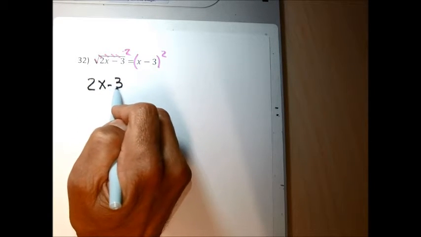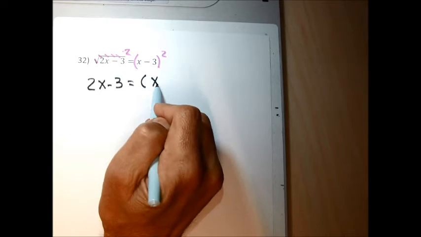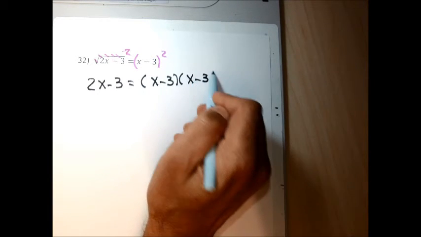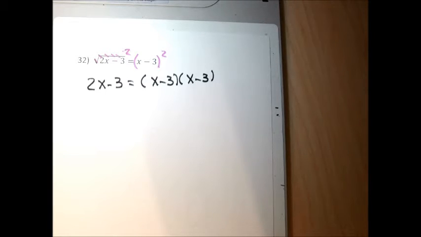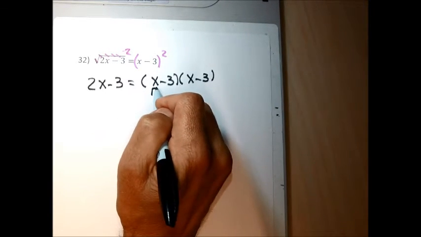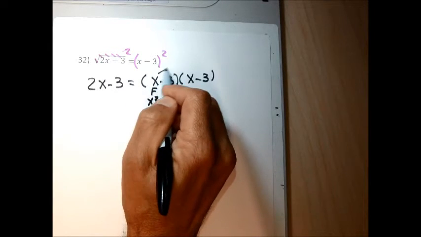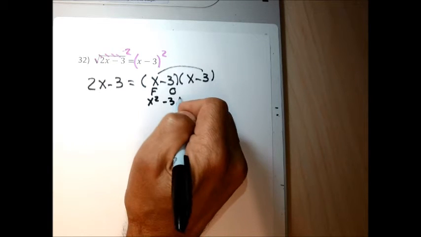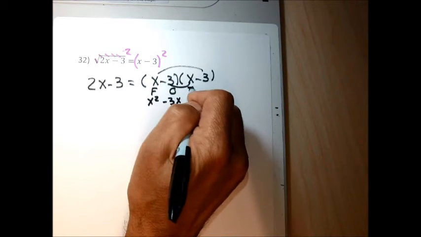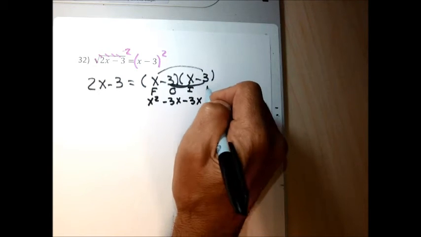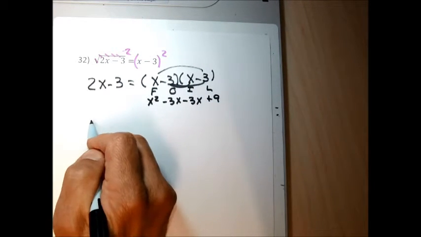On the right side, I'm squaring x minus 3, and I have to do that by FOILing. So I'm going to rewrite the right side without the exponent. I'm going to write it as x minus 3 times x minus 3. Firsts are x times x, which is x squared. Outers are x times minus 3, which is minus 3x. Inners are minus 3 times x, which is minus 3x. Lasts are minus 3 times minus 3, which is plus 9.